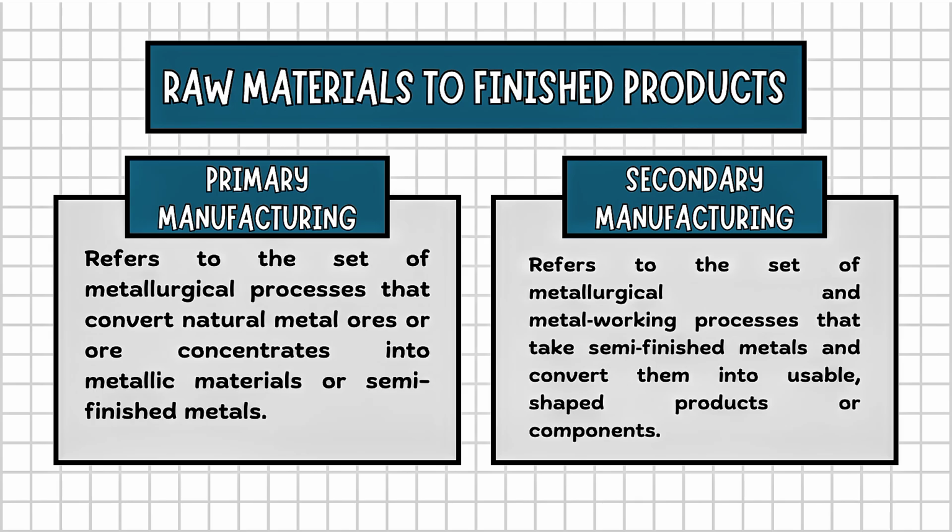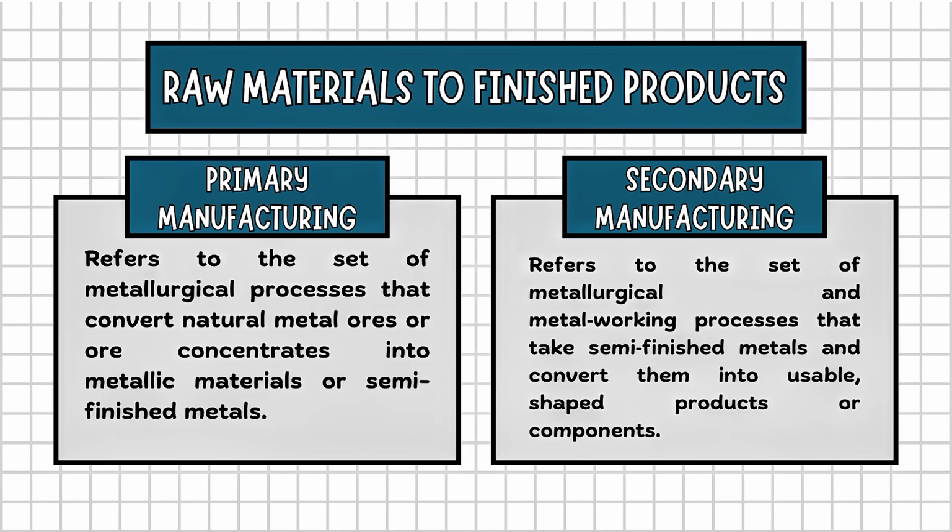So recall that adaptive metallurgy is where our ore concentrates are converted, refined, and shaped into desirable properties in order for them to be in a usable form. So may dalawang uri ng manufacturing to turn raw materials into a final or finished product. These are primary manufacturing and secondary manufacturing.